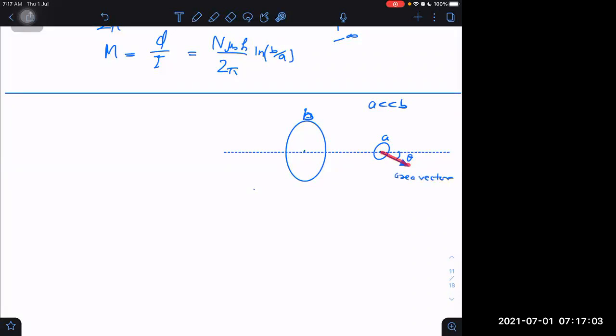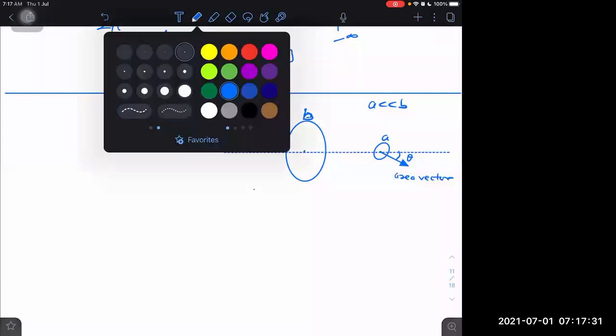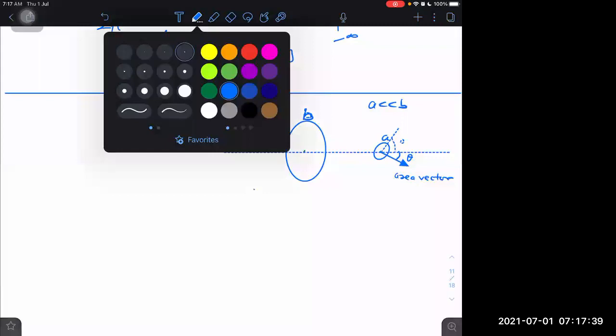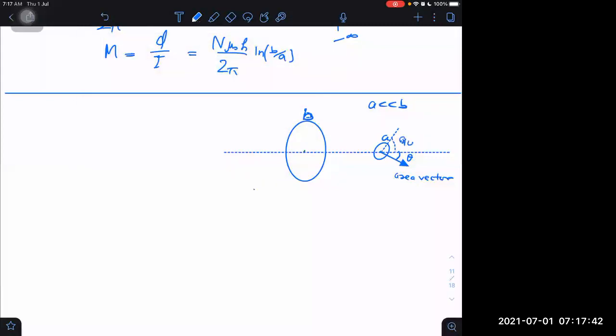This is area vector. It is a way of telling the angle of inclination of the loop. If I know the angle of inclination of area vector, then I can tell the angle of inclination of the loop also, because they are mutually perpendicular to each other. Loop will be making 90 minus theta angle with the axis. If the plane of the loop is making 90 minus theta, then automatically area vector will be making theta. Is it right? Yes, sir. So let me mention here 90 minus theta as well.